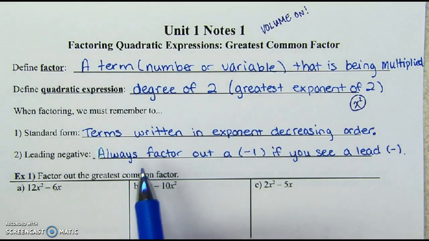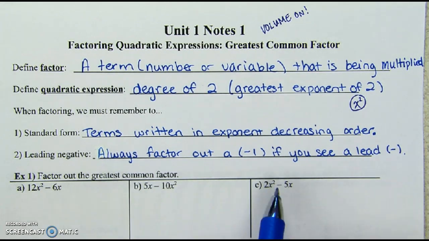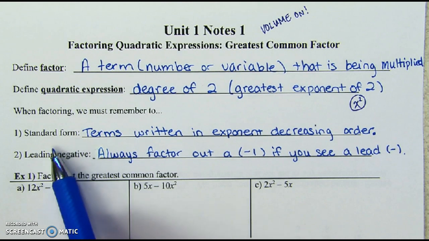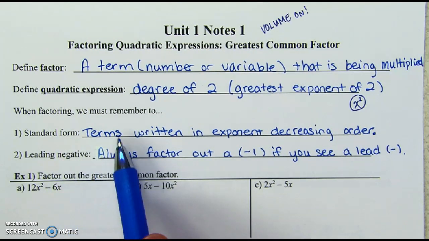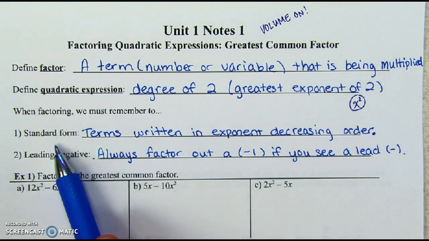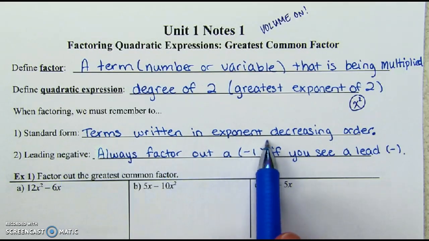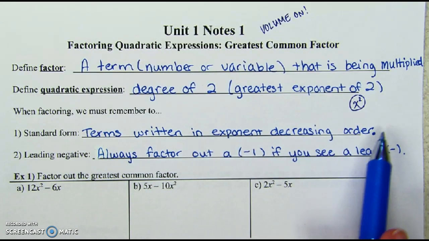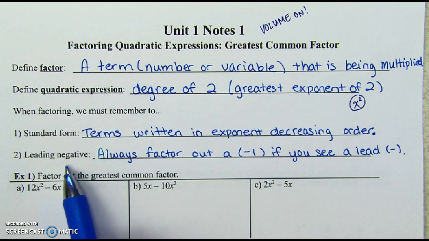Today we're going to do some review of factoring. You should know how to do all of this, but it's still review. The terms need to be in standard form, which means the terms are written in exponent decreasing order, starting with the highest degree, going to the smaller degree. And if you have a leading negative, then we need to factor out the negative one.